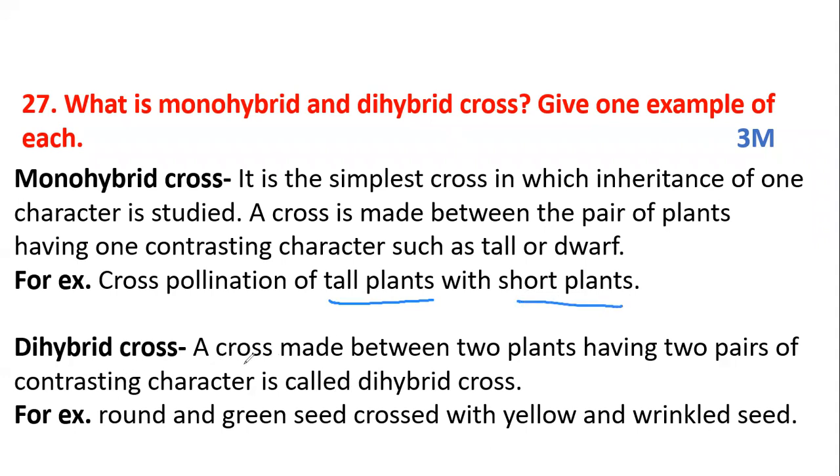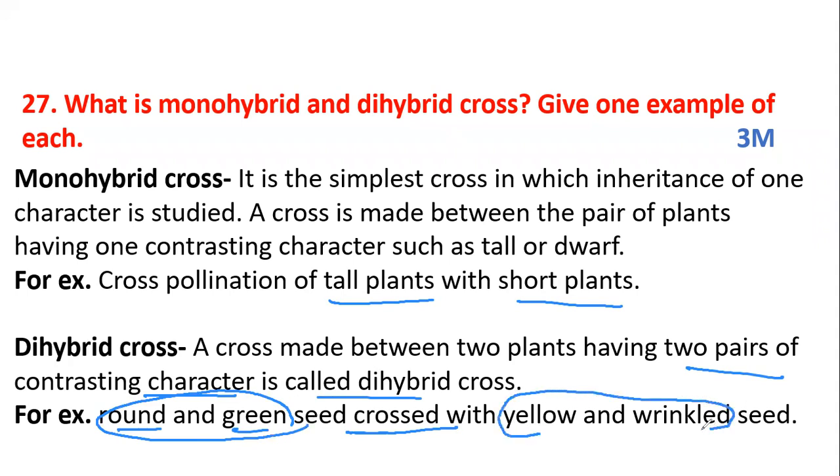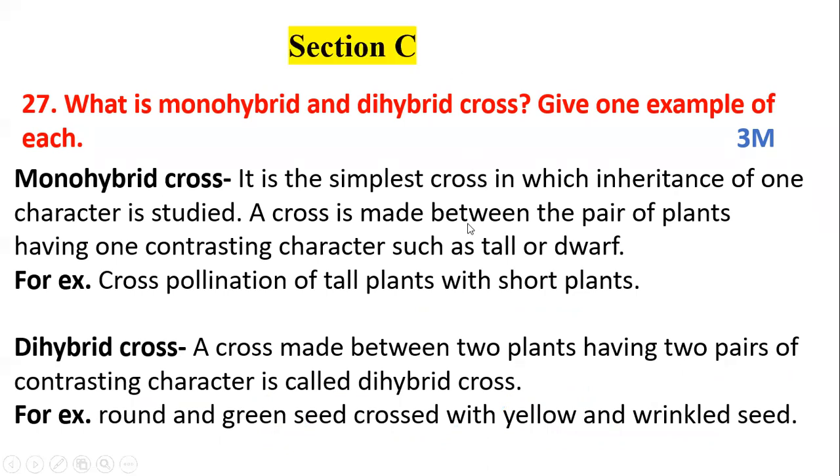Next, dihybrid cross is made between two plants having two pairs of contrasting characters. One is round and green of the same seed. The seed is the same, but we are considering two characters here, round and green. And here yellow and wrinkled, which is the contrast of round and green. Here also two characters. That is nothing but dihybrid crossing. Dihybrid crossing and monohybrid crossing. Okay. Then move to the next question.